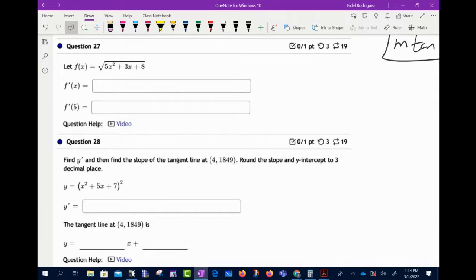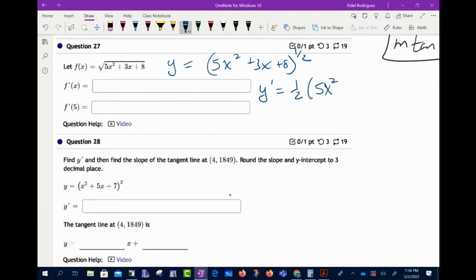Okay. So look, let me ask you a question. For 27, could we write it like this? Can we do that? Okay. And then if we were going to find y prime, wouldn't we say it would be 1/2? And then I leave everything in here alone. What's my power now? -1/2. Excellent, guys. Very good.